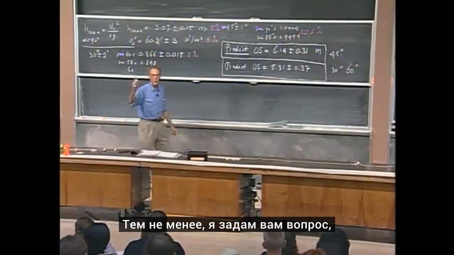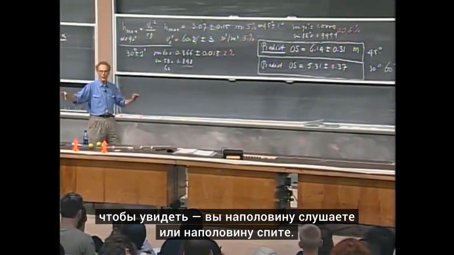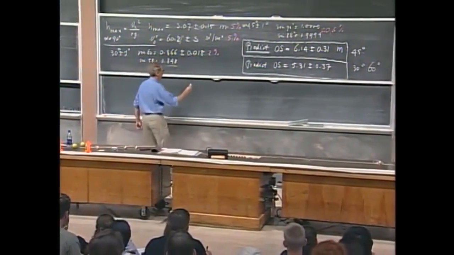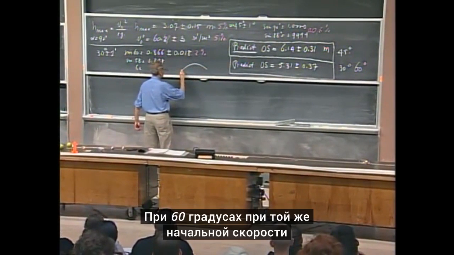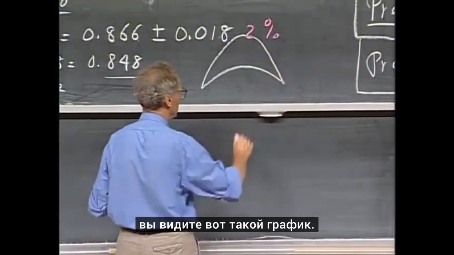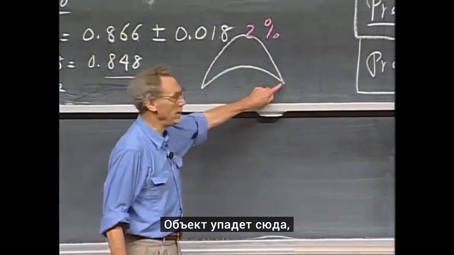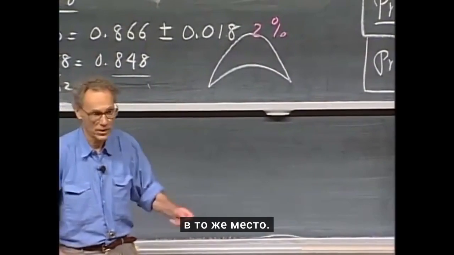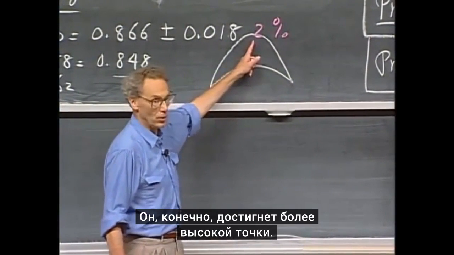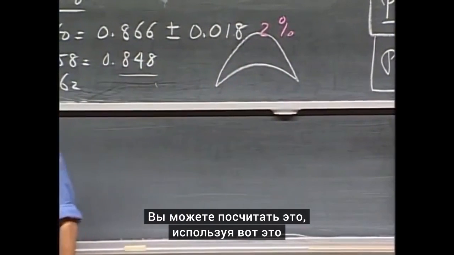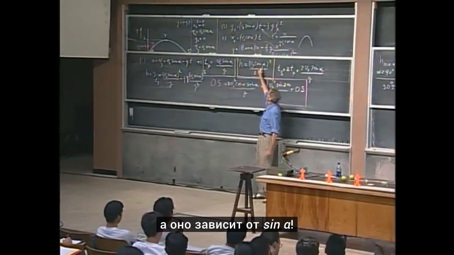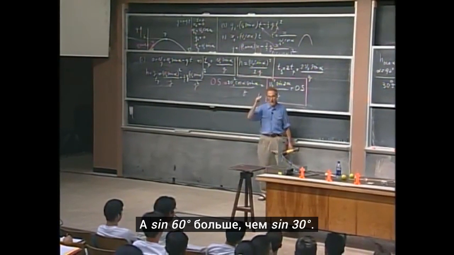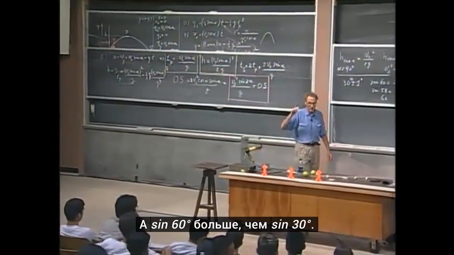However, I want to ask you one question to see whether you are half alert or half asleep. At 30 degrees, you saw this. At 60 degrees, giving it the same initial speed, you will see this. It will have to hit here within the uncertainty of our measurements at the same location. It will, of course, go much higher. You can calculate that because you will have to use the equation for the height, and that goes with the sine of alpha. The sine of alpha for 60 degrees is way higher than 30 degrees.